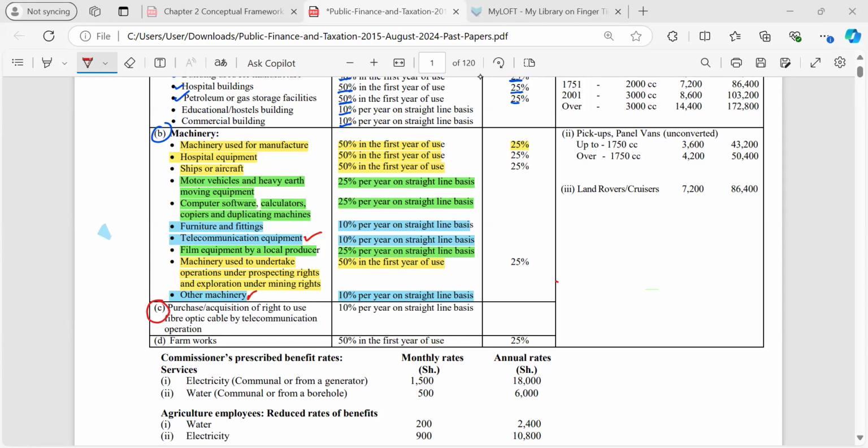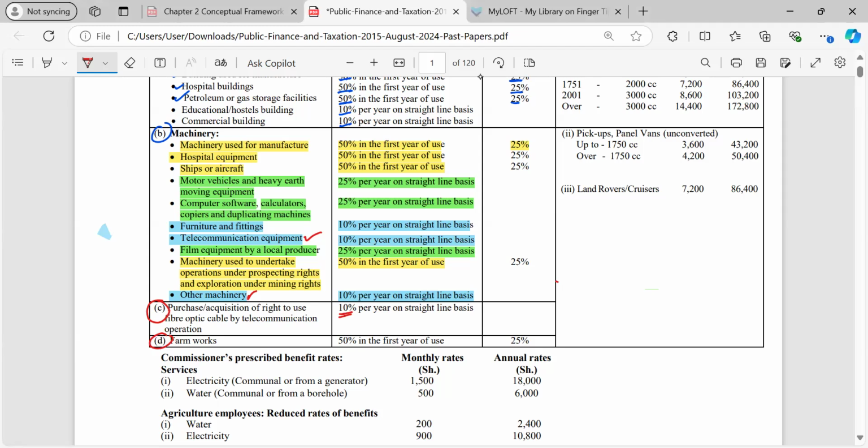And then the other guys who are distributing it, because you find that in your area, there are so many providers, and these providers must have got the right from somebody or must have bought the right to distribute from somebody. So that particular person who gives the right, if it is the government or another organization, that acquisition of that right may be also a substantial investment. So it is granted investment allowances. The investment allowance is at the rate of 10% on straight line basis.